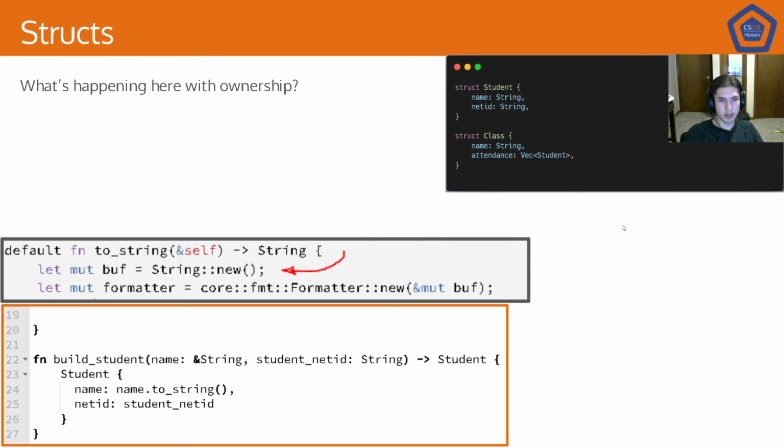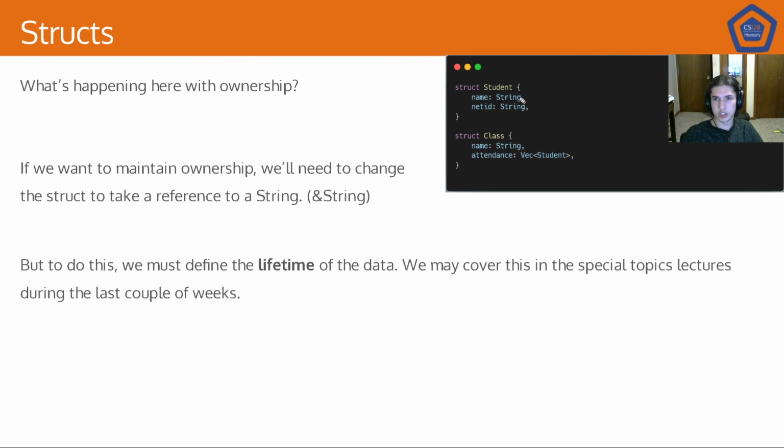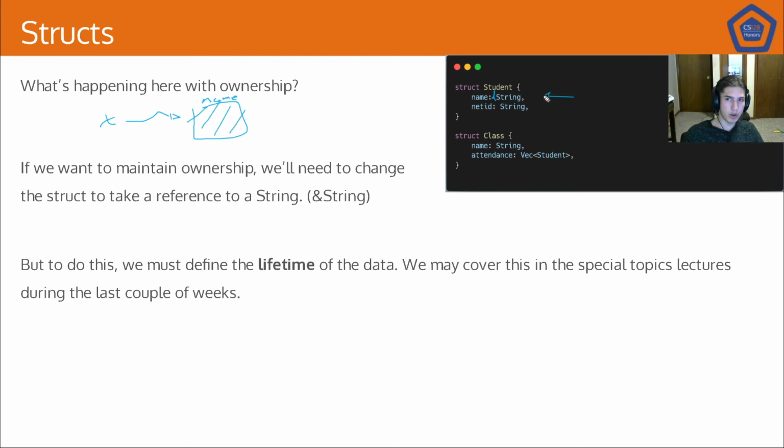Because if the student struct does have a reference to name, and something else owns name, some little block of memory called name, I'll just say X owns this. If X goes out of scope and is dropped before the instantiation of this student does, then this memory is no longer valid, and we still have a reference to it. And then our computer explodes and catches on fire, which is bad. And so there is a way to do this. We just have to define the lifetime of the data.